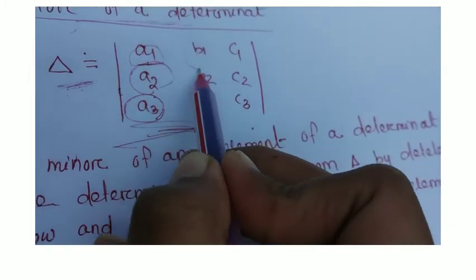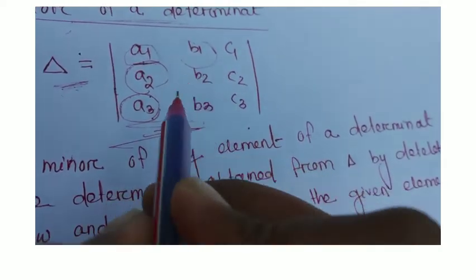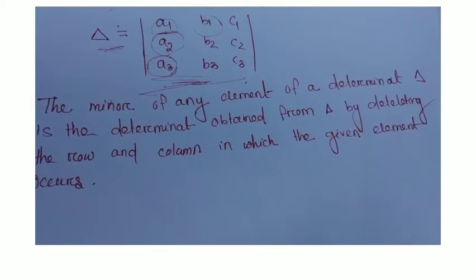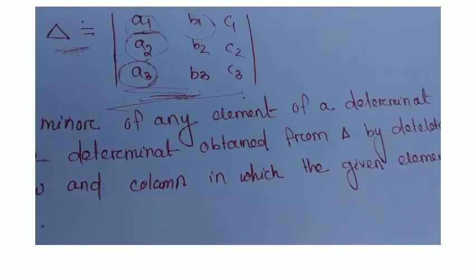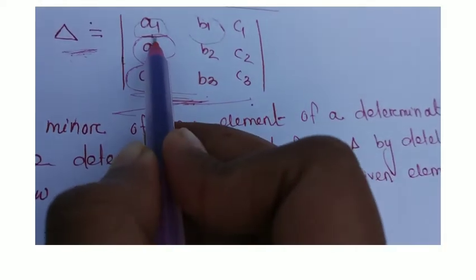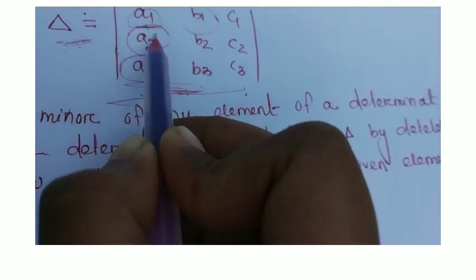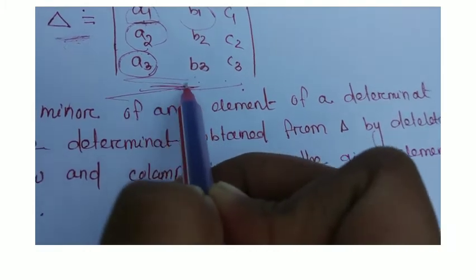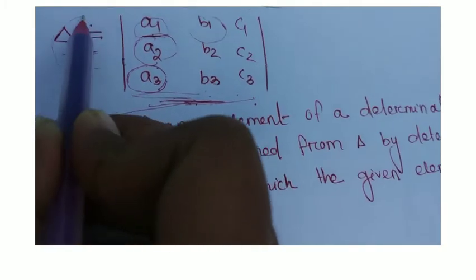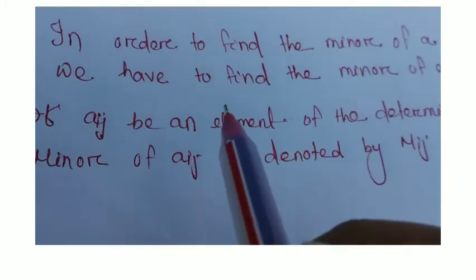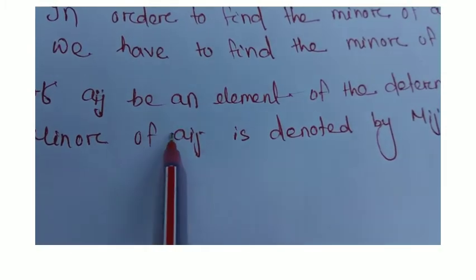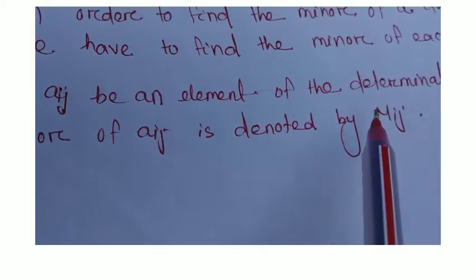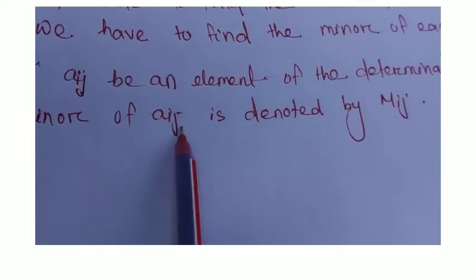We have to find the minor of each element of the determinant. That means we find the minor of the elements a1, a2, a3, b1, b2, b3, c1, c2, c3, then we find the minor of the whole determinant. And if aij is an element of the determinant, then the minor of aij is denoted by mij.